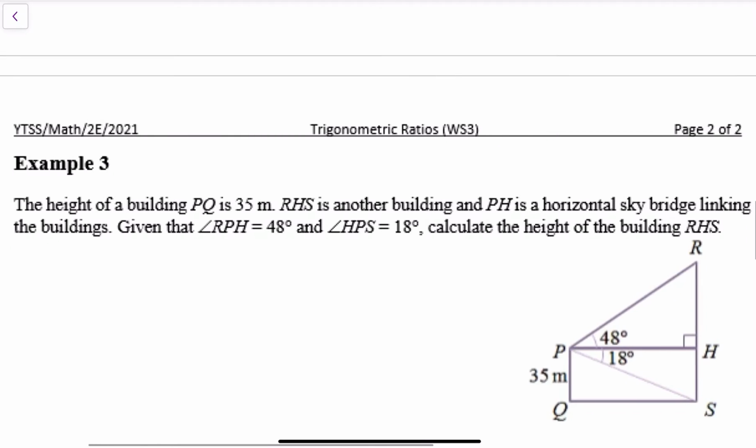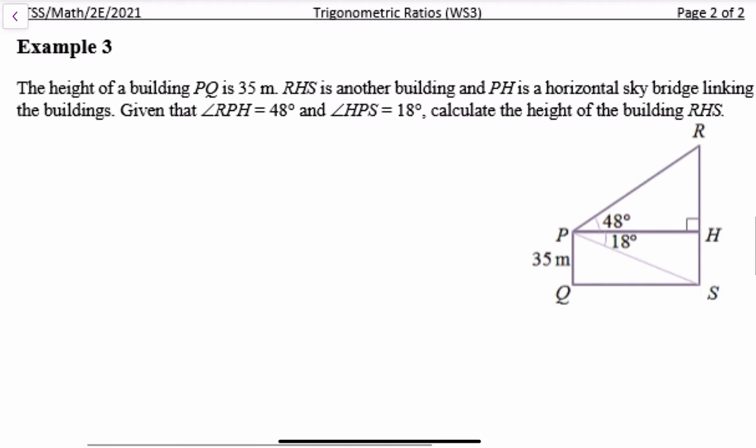Example 3. The height of the building PQ is 35 meter. RHS is another building. And PH is the horizontal sky bridge linking the buildings. So now you have a sky bridge linking them together. Given that angle RPH is 48, angle HPS is 18, calculate the height of the building RHS.